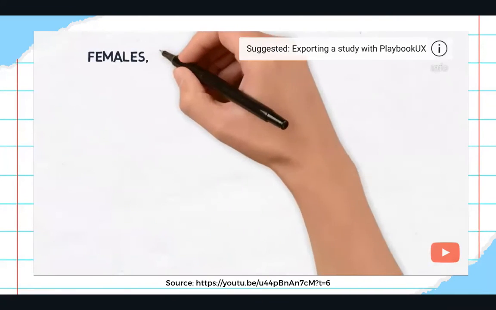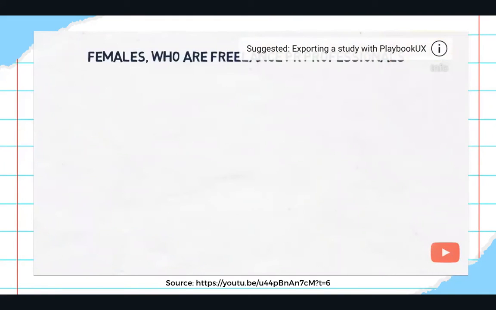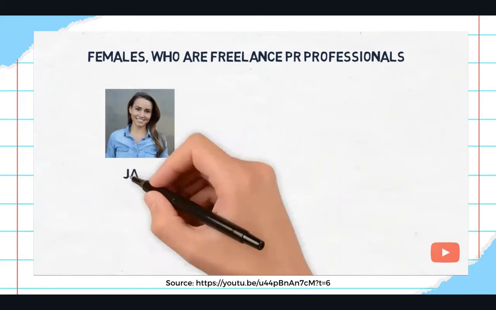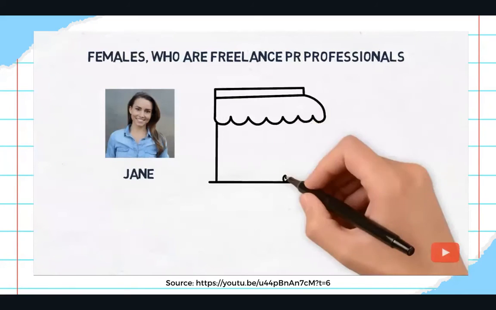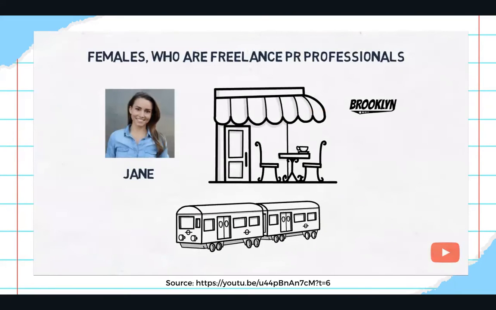Often, people think about their target demographic as females who are freelance PR professionals. However, that's way too general. Instead, we want to think about Jane, who grabs coffee at her locally sourced independent coffee shop in Brooklyn before she jumps on the train to get to her standing 9 a.m. meeting while checking her email. Throughout this video, we'll build the persona for Jane.